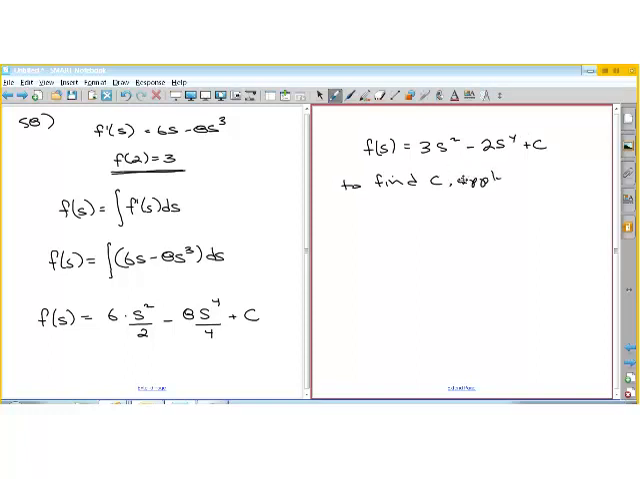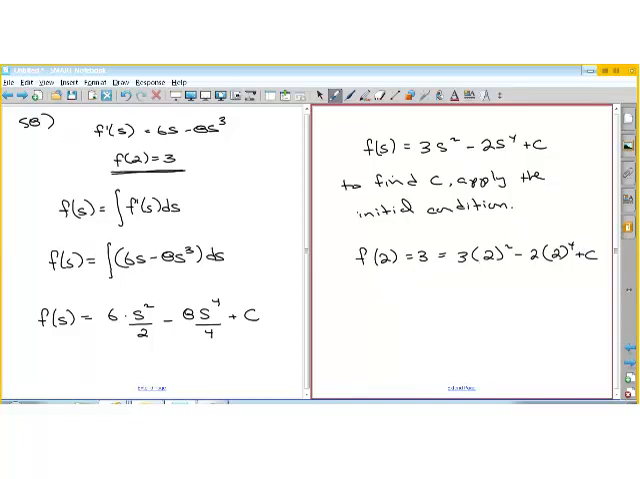So to find c, we apply the initial condition. A lot of times the initial condition is when s would be 0, but it doesn't necessarily have to be. So what we do is we know that f of 2 equals 3. So 3 is the value of the function. And then you plug 2 into this expression. So you say 3 times 2 squared minus 2 times 2 to the fourth plus c.